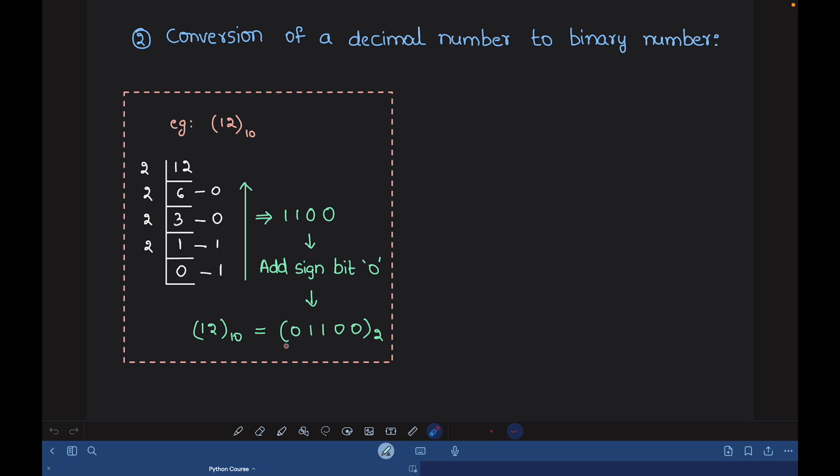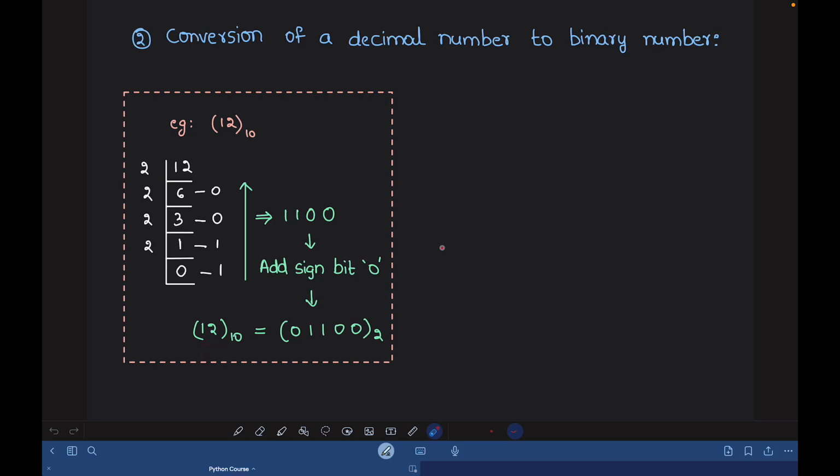So the 2's complement binary representation of this integer 12 will be 01100. Now you can also cross verify this by converting it back to decimal by doing 0 into 2 power 0 plus 0 into 2 power 1 plus 1 into 2 square plus 1 into 2 cube, and the last bit will have negative 8, so it will be minus 0 into 2 power 4. If you add these terms, you will get the value 12.